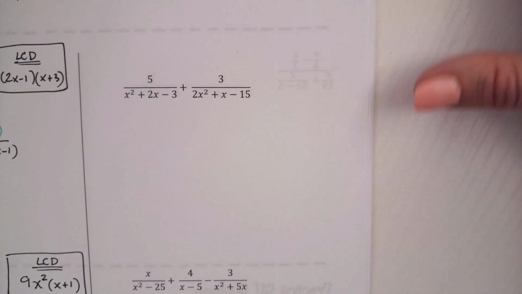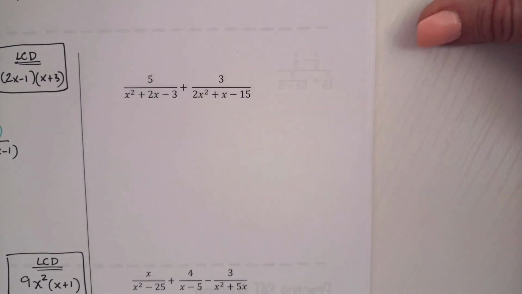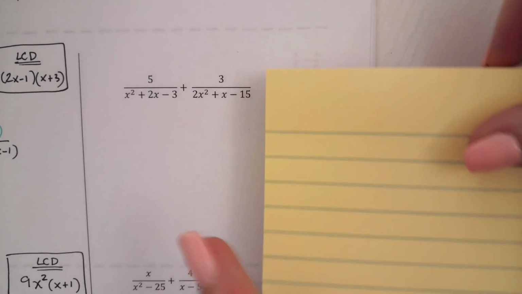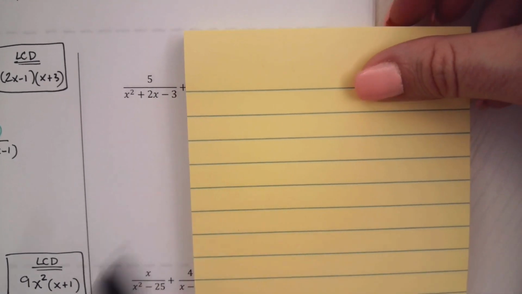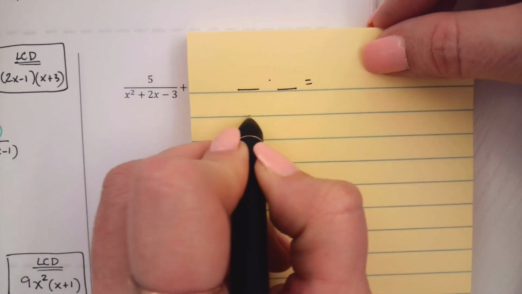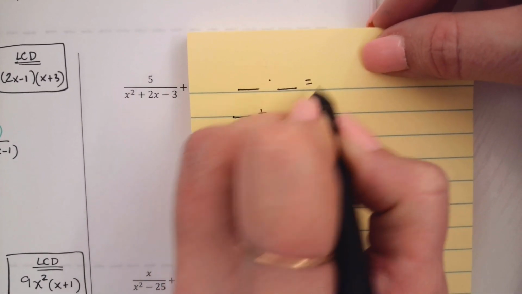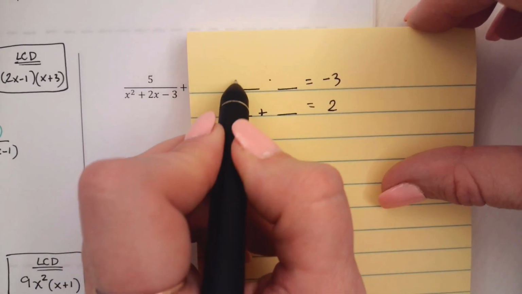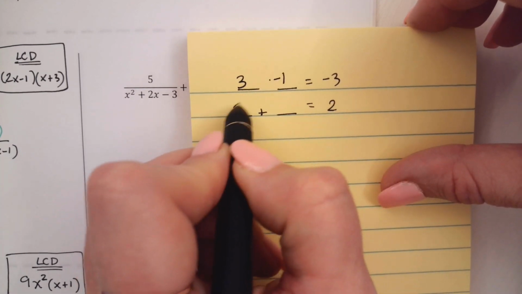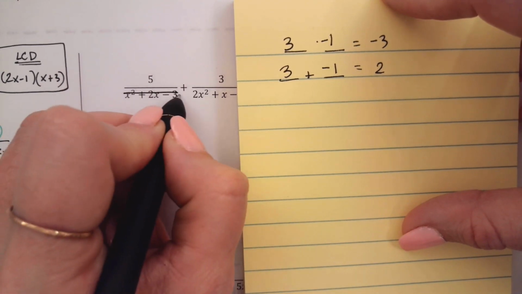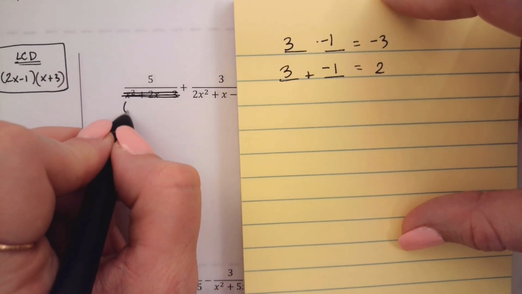What am I going to start by doing? Least common denominator. By doing what? Factoring. We got to factor those two denominators to see what they're made out of. I'm going to use a Post-it for that so it doesn't get messy. First one: two numbers that multiply to negative 3 but add to 2. Positive 3 and negative 1. Excellent. I'm literally going to cross out the old denominator and then write my new factors, x plus 3, x minus 1.